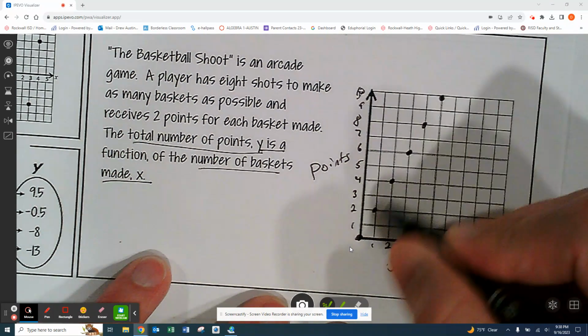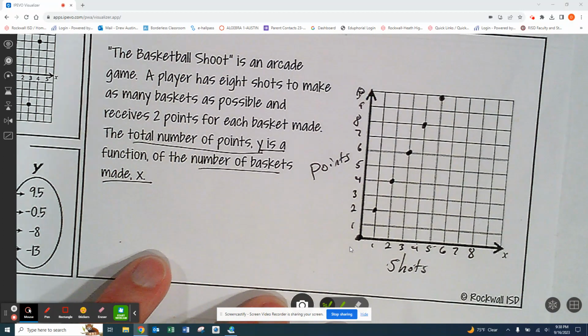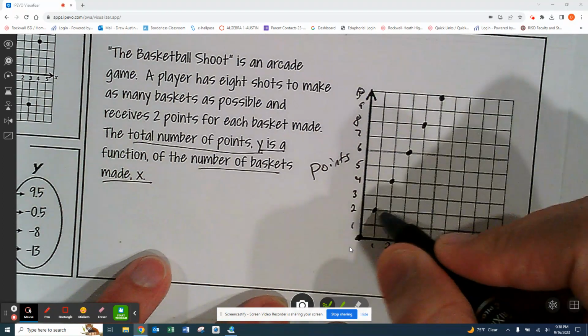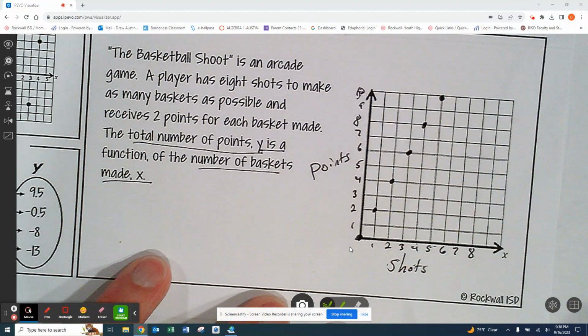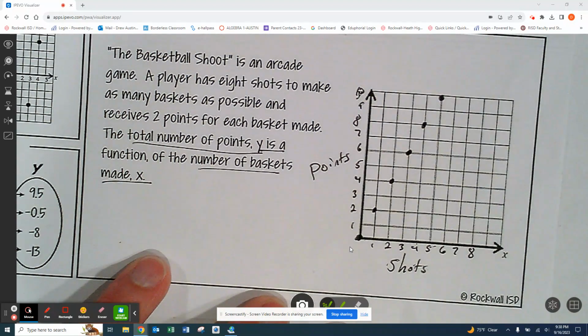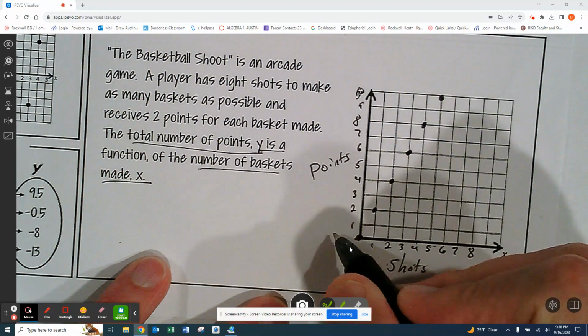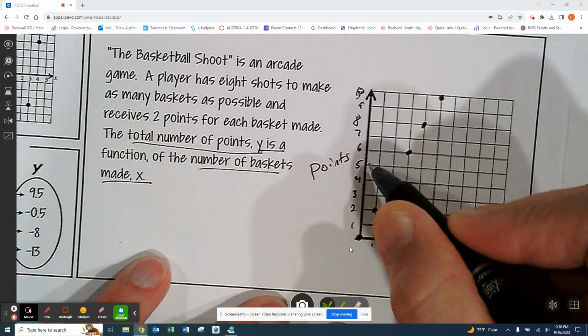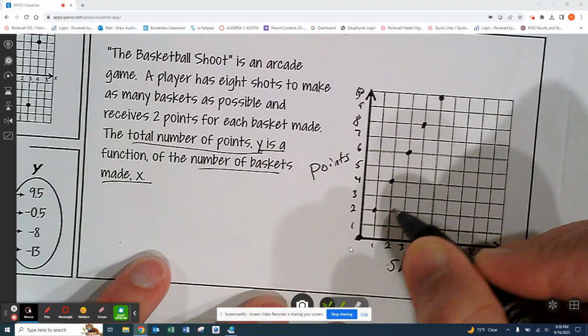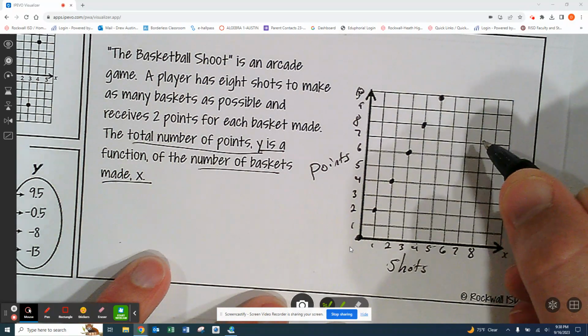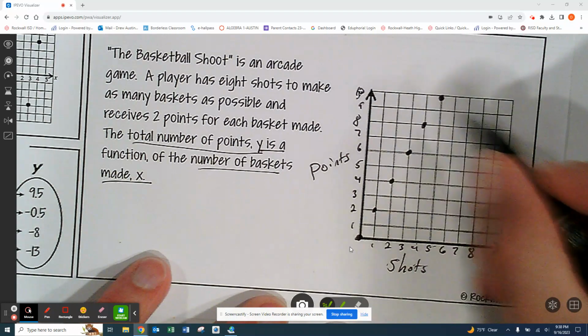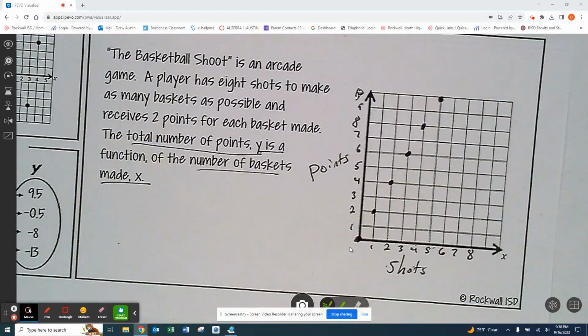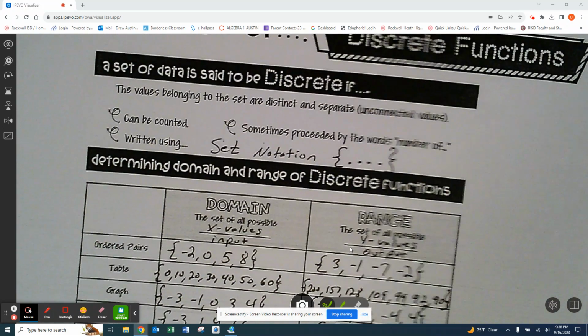Don't connect the lines. This is a discrete function. So don't connect these dots and make a line. It's discrete, so they should be separated. If you counted these by 2 instead of by 1 like I did, your graph would go this direction and be evened out. But again, they should just be dots. And that's looking at the domain and range of discrete functions.